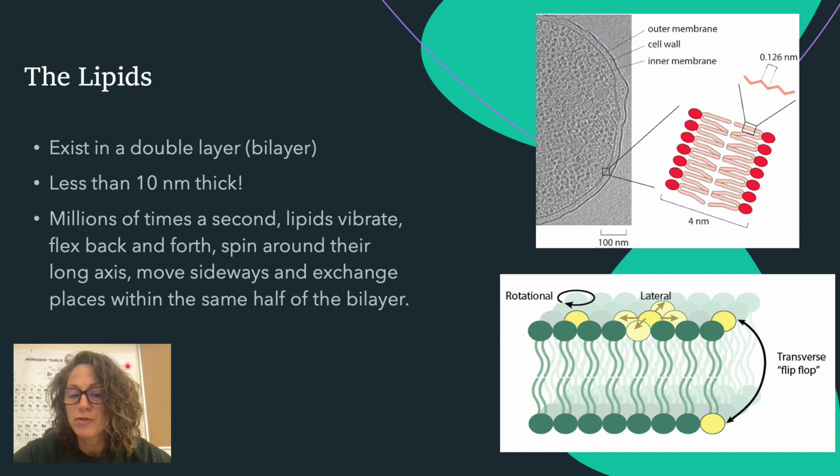Okay, so the lipids, we've talked about this. This is review. They exist in a double layer, the bilayer. They're actually less than 10 nanometers thick, which is extremely small. Millions of times a second, lipids are moving in one way or another. They are either just vibrating, or they'll actually flip back and forth. We see here they will actually exchange places with each other. They can also move sideways, flipping with each other. They can also spin around. So there's a lot of movement, and again, that's the fluid part.